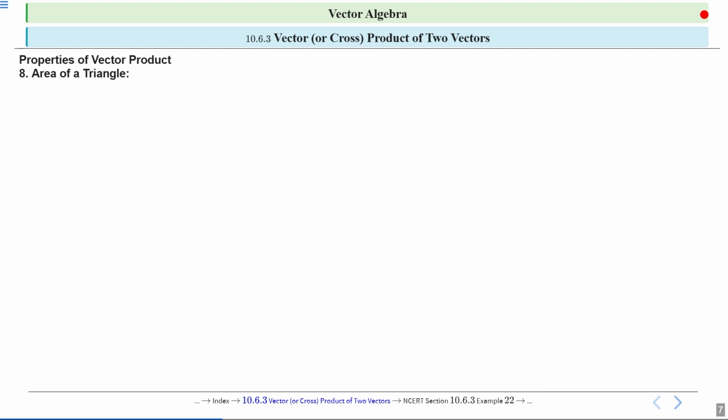So part 8, area of triangle. If we have two vectors representing the sides of a triangle that meet at one vertex, we can use the vector product to find the area, right? This is a very useful geometric application of the cross product. So if A vector and B vector represent two sides of a triangle that meet at a common point, then the area of the triangle is given by 1/2 times the magnitude of the cross product of A vector and B vector, right? In plain terms, the formula is area is equal to 1/2 into magnitude of A vector cross B vector.